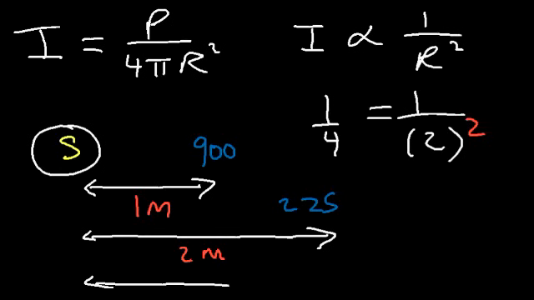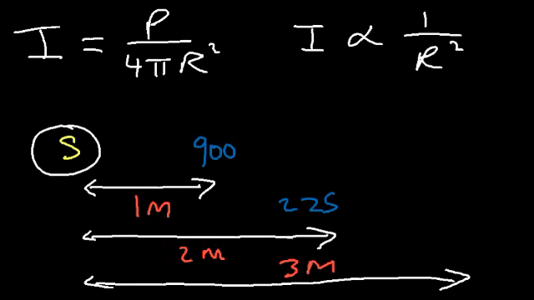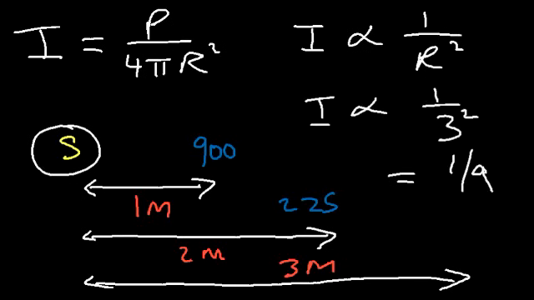Now, what is the intensity 3 meters away from the source? What do you think the answer is? If we triple the distance, what happens to the intensity? 3 squared is 9, so it's going to be 1 over 9 of its original value. 1/9 of 900 is 100. So it decreases by a factor of 9. If we quadruple the distance, the intensity will decrease by a factor of the square of 4, which is 16. So it's going to be 1 over 16 of its original value.